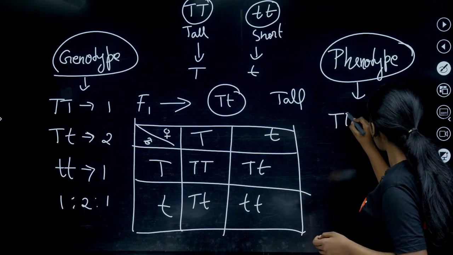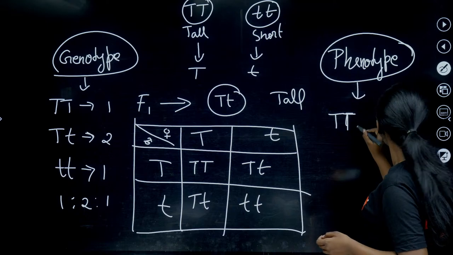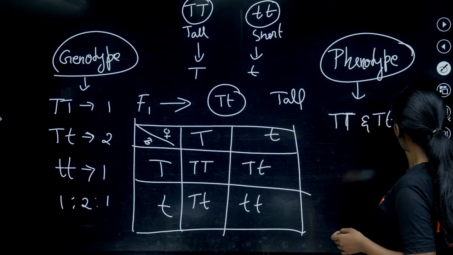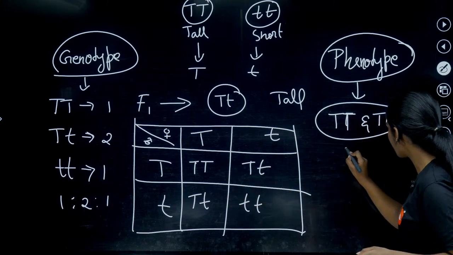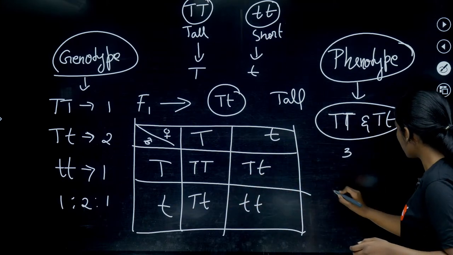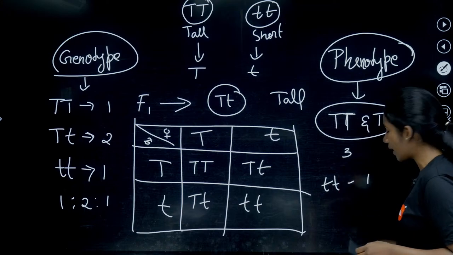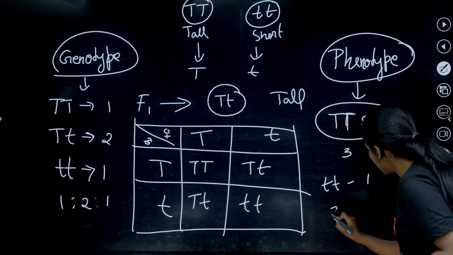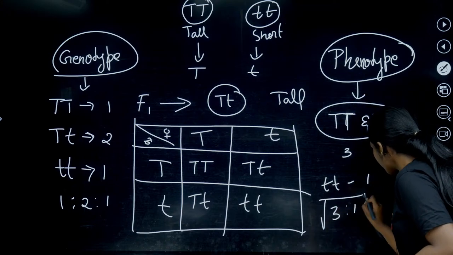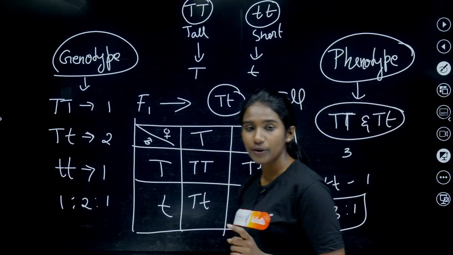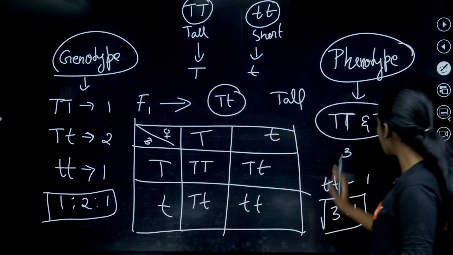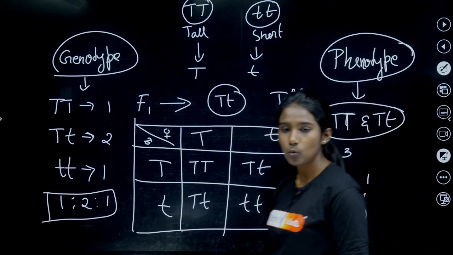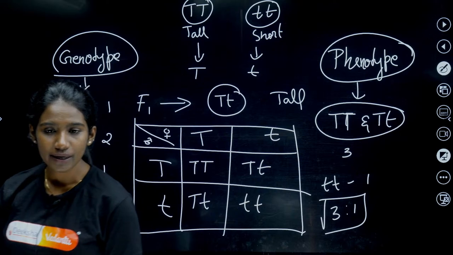see, capital T capital T, capital T small t, these are tall, which means to say you got 3, right? And whereas only small t 1. So the ratio is 3:1. Genotypic ratio is 1:2:1, whereas phenotypic ratio is 3:1. Okay.